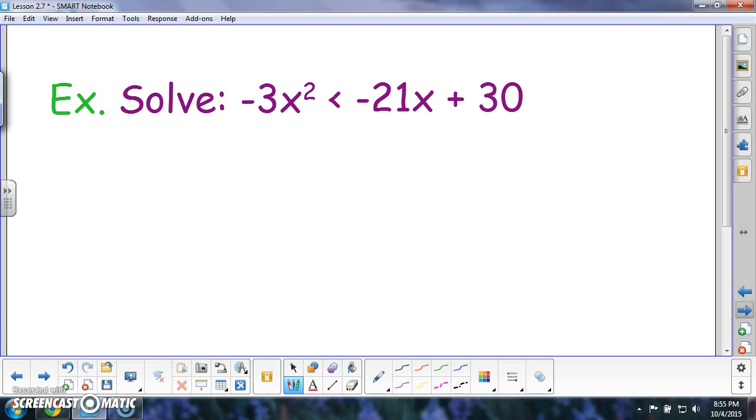Next example. Oh, shoot. Okay, next example is very similar. I need to get everything onto one side and try to find the zeros or the x-intercepts. On this problem, I'm going to move everything to the right so that my leading coefficient would be a +3x squared.